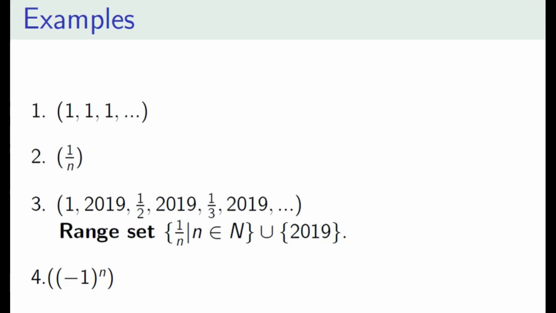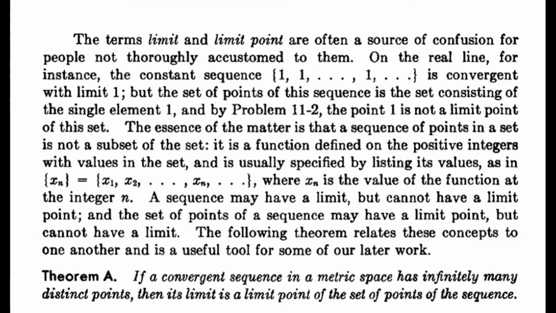Now, before ending this video, I have taken this paragraph from J.F. Simmons. I want you to just read this paragraph where he is explaining that there is a difference between limit and limit point, and that they are often a source of confusion. That's what he is saying. When I was reading Simmons, that was the time when I realized that there is a difference between limit and limit point. Till that time I used to think that they are the same.